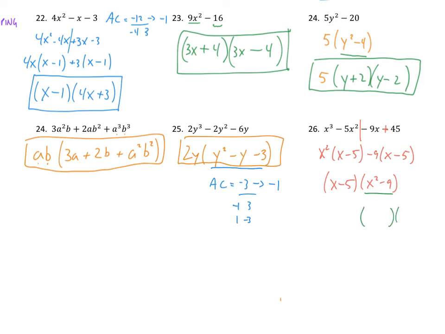So I have 2 sets of parentheses. One's going to be a plus, one's going to be a minus. X comes from x and x. X squared comes from x and x, and then 9 comes from 3 and 3. And then do not forget to bring that x minus 5 down. And there is our completely factored answer now. Alright, there was page 3.